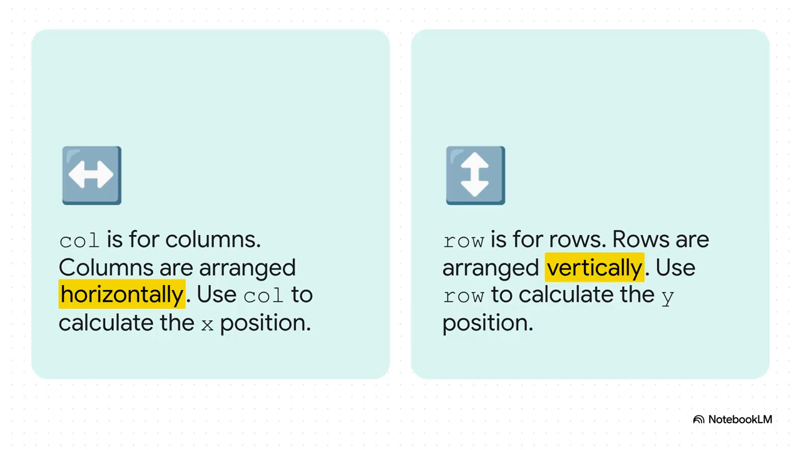So let's lock this in with a super simple rule. Col is for columns, and columns are arranged side by side, horizontally. So you use col to find the x position. Row is for rows, and rows are stacked up vertically. So you use row to find the y position. Just burn this into your brain. Col for x, row for y.